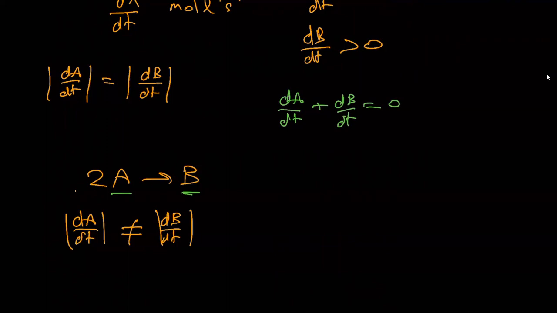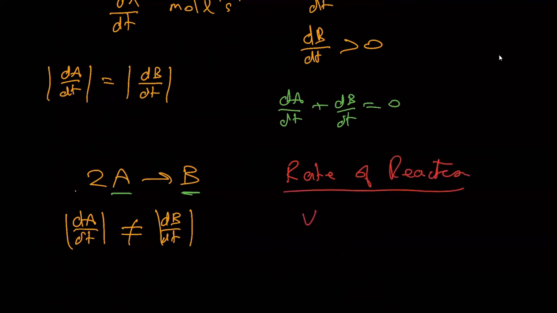The signs are opposite again as before, so dA by dt will always be negative and dB by dt will be positive. Their absolute values are not the same, because for every B that appears, 2 A's disappear. So we can get quantitatively different rates of change depending on which species we measure. In the published work, rather than talking about rates of change, people often talk about the rate of reaction. This is given the symbol V, the rate of reaction or velocity V, and it has the same units as the rate of change.